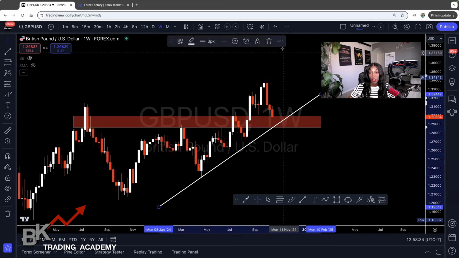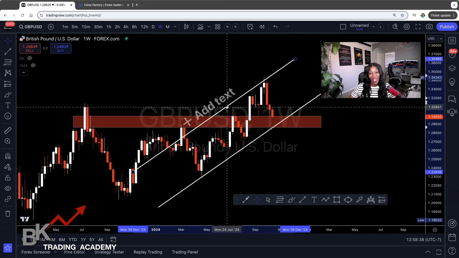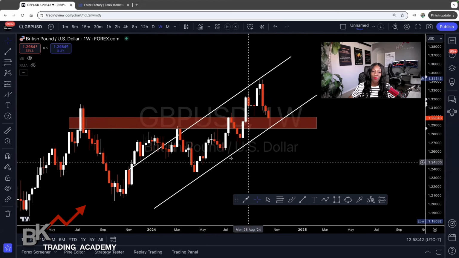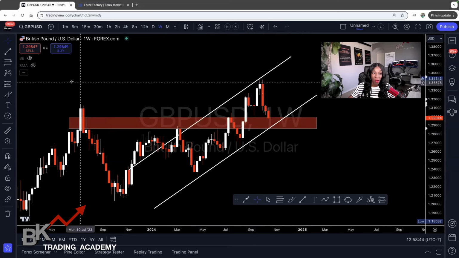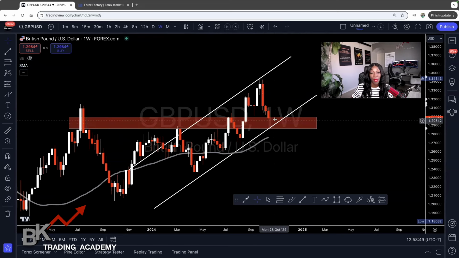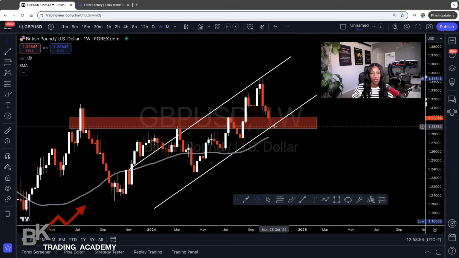I'm then going to trap the price inside of a channel, and I'm going to bring this other trend line to the top of my channel. Now you can see that we have price captured inside of the channel. I also can add a 50-period moving average, and anytime price is above the 50-period moving average, that is definitely a confluence for us to take the trade.